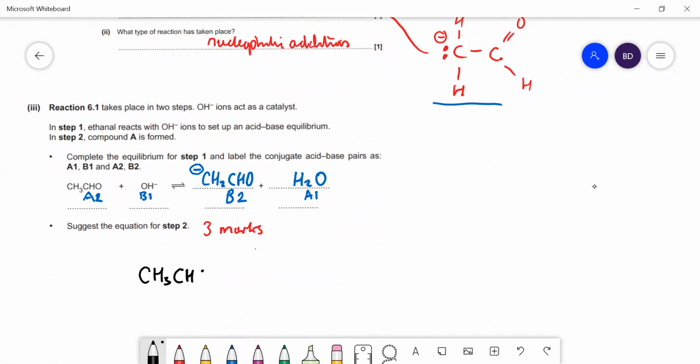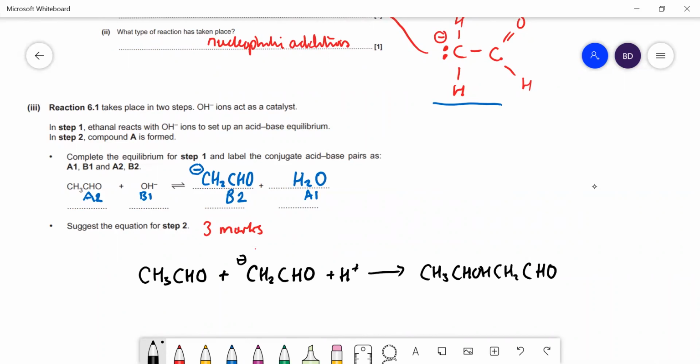CH3CHO plus CH2CHO minus. I'm going to put a proton in there as well. And the final thing, the final compound, has got a formula of CH3CHOHCH2 and the intact aldehyde on the end there.